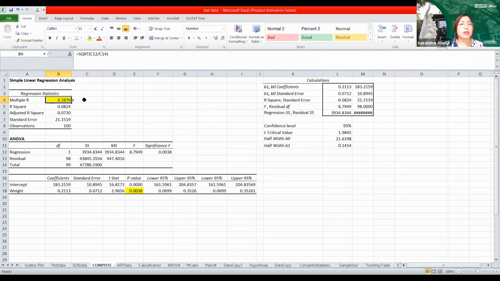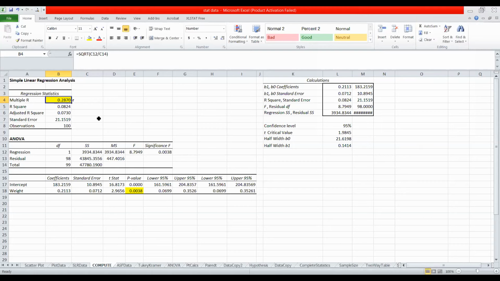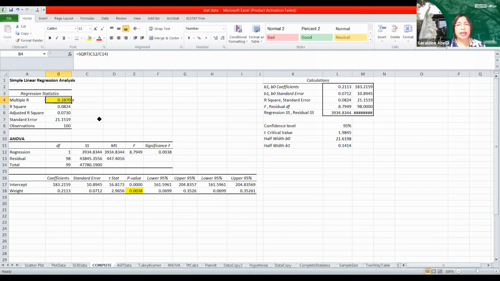Now, if we are going to describe the strength of the relationship between the two variables, weight and serum cholesterol, r is 0.2870. If it's close to 0.5, then the relationship is moderate. If it's close to 0, the relationship is weak. So this is close to 0.5. So we can say that there is a moderate positive relationship between what variables? So recall, the variables are weight and serum cholesterol. As weight increases, serum cholesterol tends to increase also.